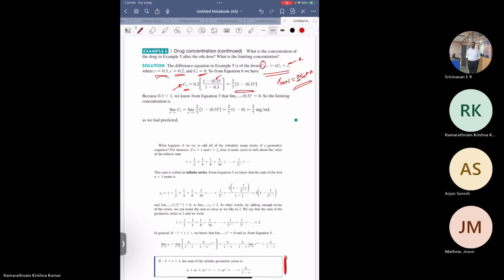So what is important in this equation? Why is it not exploding? Because as n tends to infinity, 0.3 power n goes to 0. Why? Because look at this, 0.3 into 0.3, what is this? 0.09. Now multiplied by another 0.3, 0.027.